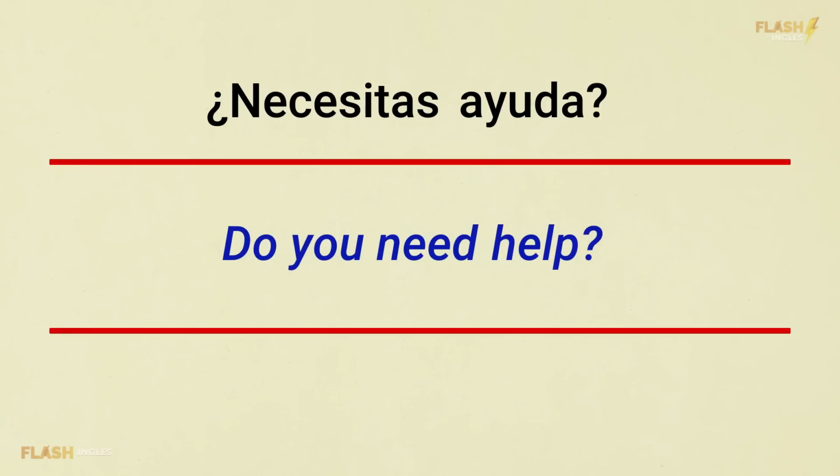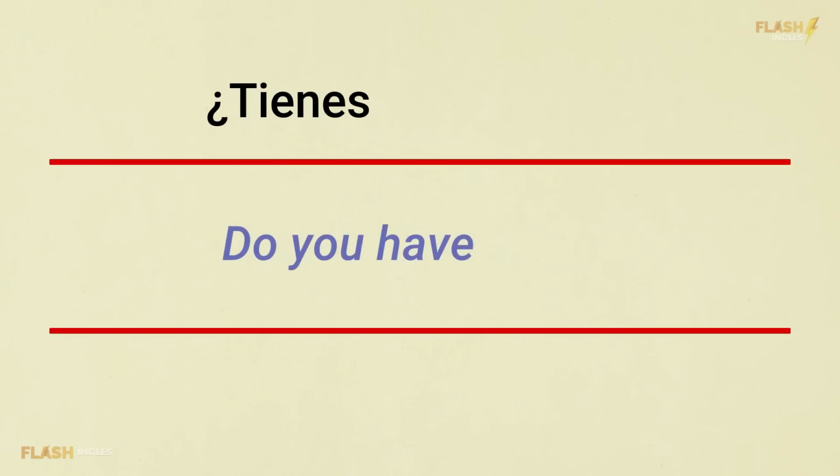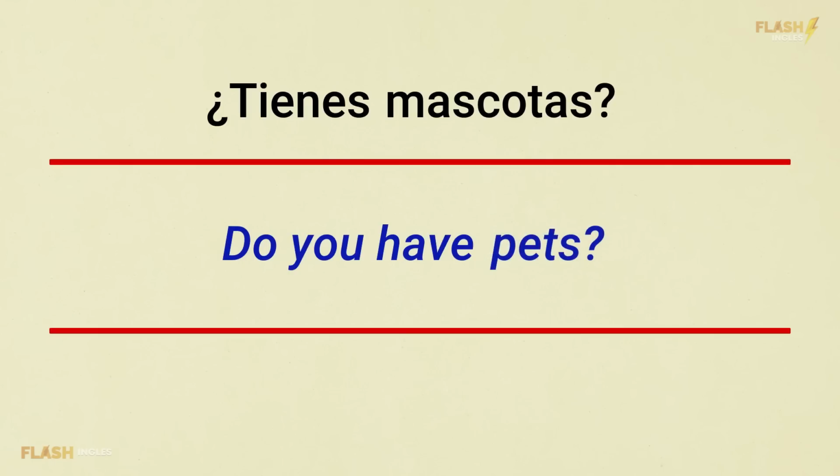Vamos a repetir la frase que acabamos de ver. Do you need help? ¿Necesitas ayuda? Ahora vamos a pasar con otra pregunta. ¿Tienes? Es. Do you have? Y para complementar vamos a usar la palabra mascotas. ¿Tienes mascotas? Do you have pets? Y podemos cambiar esta palabra por muchas otras. Por ejemplo, ¿tienes celular? Do you have a cell phone? ¿Tienes auto? Do you have a car? Repitamos esta frase. Do you have pets? ¿Tienes mascotas?